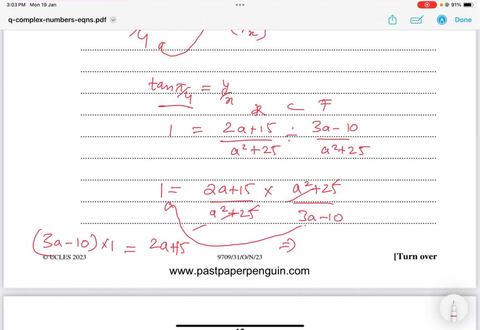Now this one will become 3a minus 10 equals 2a plus 15. And this will become, keep the a on the one side, 2a will come here. Side changes, sign changes. So it would be 3a minus 2a. Side changes, sign changes. It would be a. Negative 10 will become positive. It will become 25. This is your answer. Let us move on to the next question now.